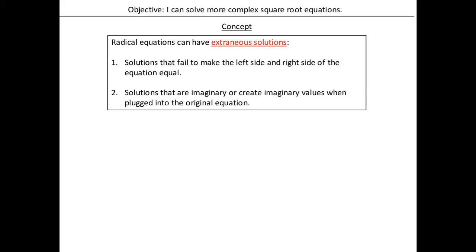All right, we also saw this slide for lesson 1. It says radical equations can have extraneous solutions. If you remember, extraneous solutions are solutions that fail to make the left side and the right side of the equation equal. And we saw that yesterday, like 2 equals 5. 2 does not equal 5, so whatever you plugged in would be extraneous.